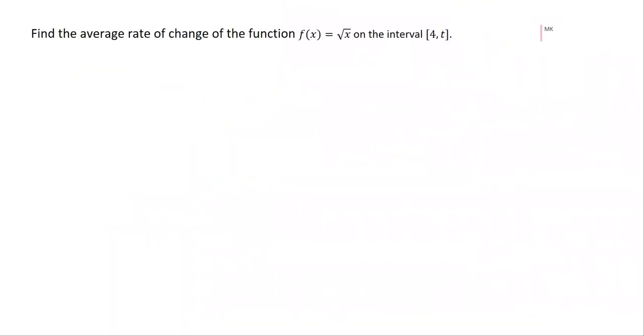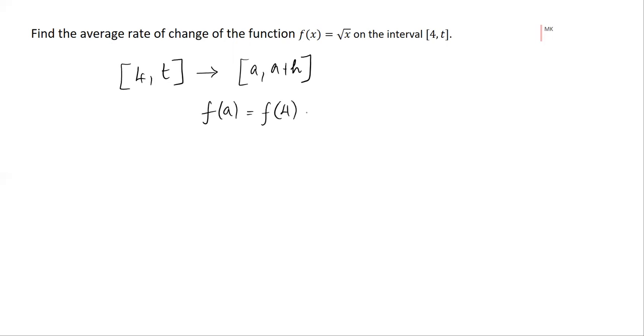And we have a similar problem. Again, you can pause the video and see if you can recognize the answer for this. 4 to t. So this will be my a to a plus h. So f of a is f of 4, which is square root of 4. That gives me a 2.